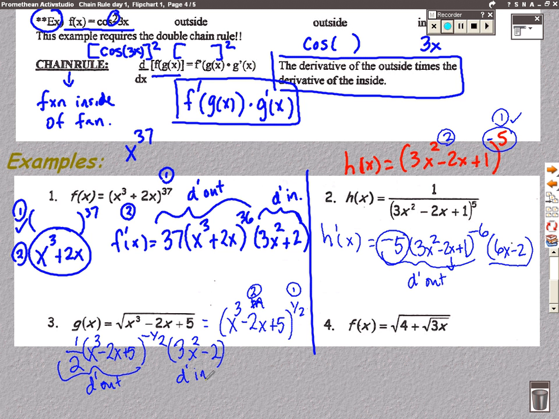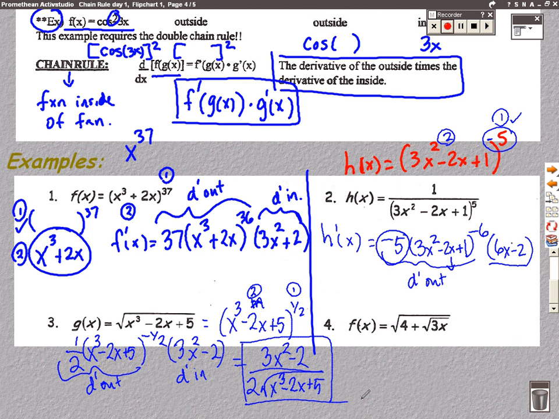And again, I'm out of space, as you can see, but to clean this, let me go ahead and rewrite it over here. If I were going to clean this up, I would rewrite it as 3x squared minus 2 in the numerator, over 2 times the square root of x cubed minus 2x plus 5. And that would be my final answer for the derivative.